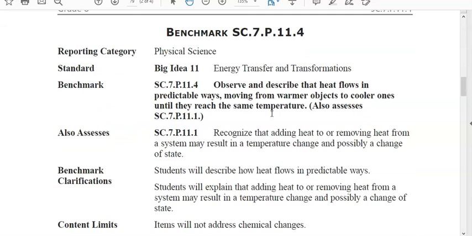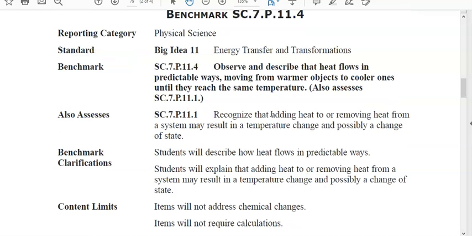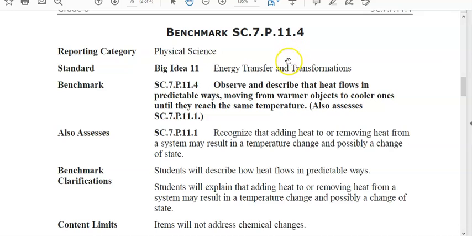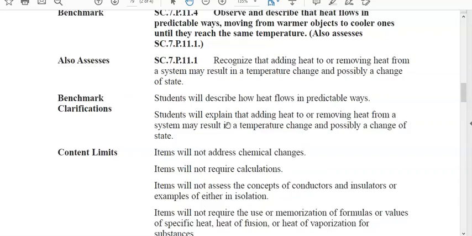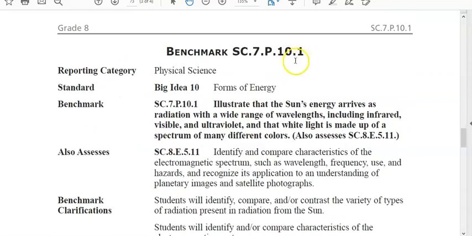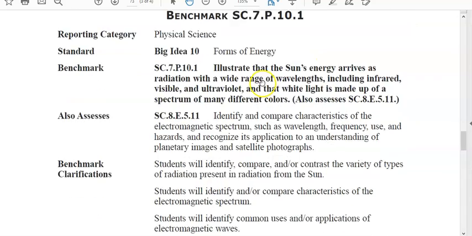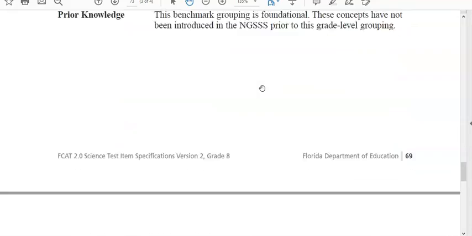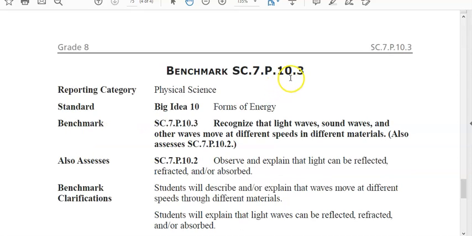So here's the next one, and this would be for DIA2. You'll see we have P11.4, and on here is P11.1. Those two are the first standards in the curriculum map, and then we'll move on into P10.1, and then the last page here is P10.3, which also assesses P10.2.